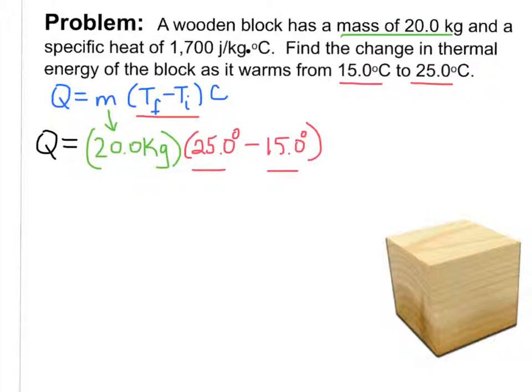And the last thing we need to find out is the value for C, the specific heat of this block of wood. And we're told that it has a specific heat of 1700 joules per kilogram degrees C. That joules should be capitalized. Sorry about the typo there. I can go ahead and begin to solve this problem.